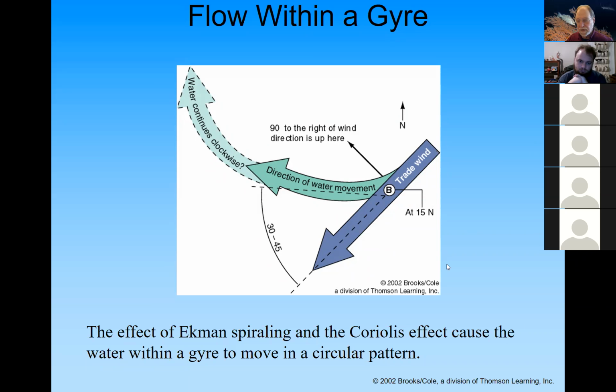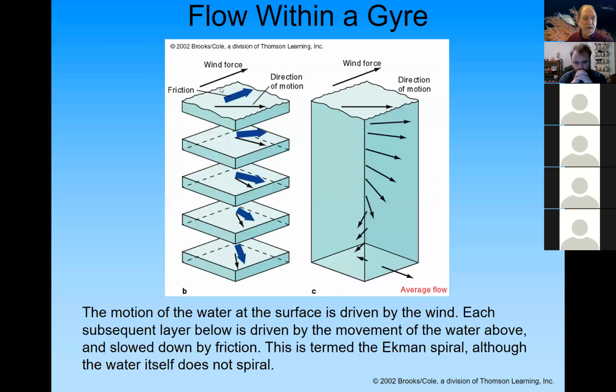Yeah, so the same concept applies here. You have this wind force, direction of motion, and the deflection and the accelerations get less and less as you get further down in the water column. So the average flow is going to be at right angles to the wind, either right angles to the right in the northern hemisphere or right angles to the left in the southern hemisphere.